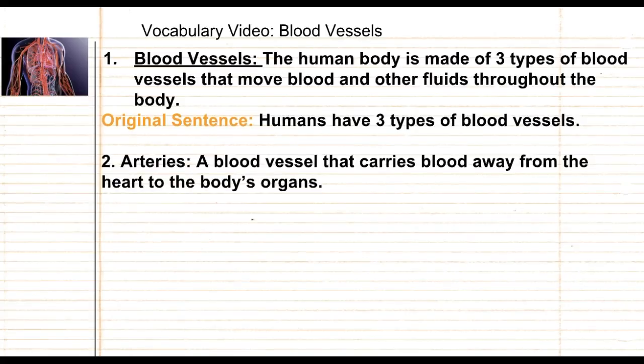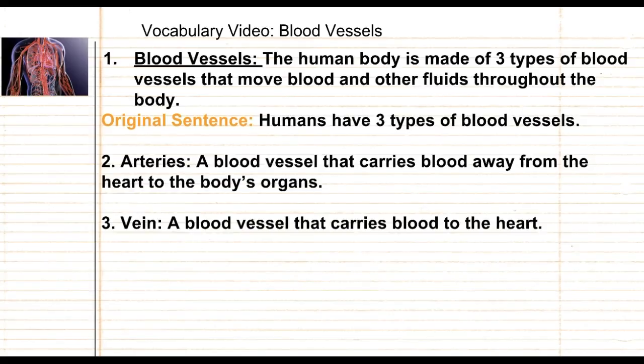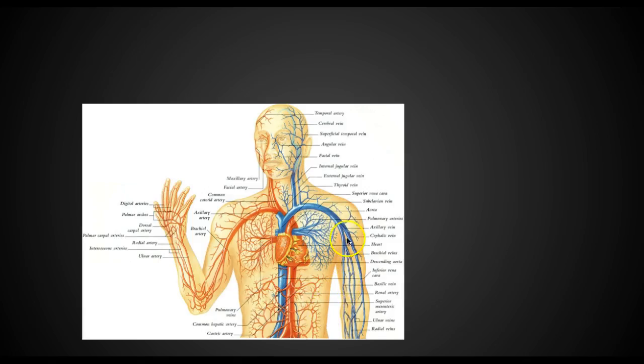Okay, let's move on to number 3. Oops, too fast. Vein. A vein is a blood vessel that carries the blood back to the heart. And that's the picture I showed you. Let's go back to it real quick. So that's these blue ones here. They're not really blue, although they are kind of darker colored blood. The blood inside of those looks a little darker.